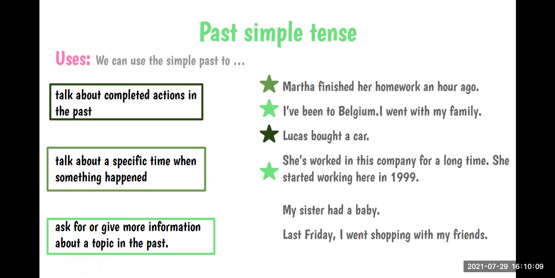My sister had a baby. What is this? Completed actions in the past. And this one: last Friday, I went shopping with my friends. A specific time when something happened, last Friday. Okay, as you can see, the functions are different in the simple past and in the present perfect.